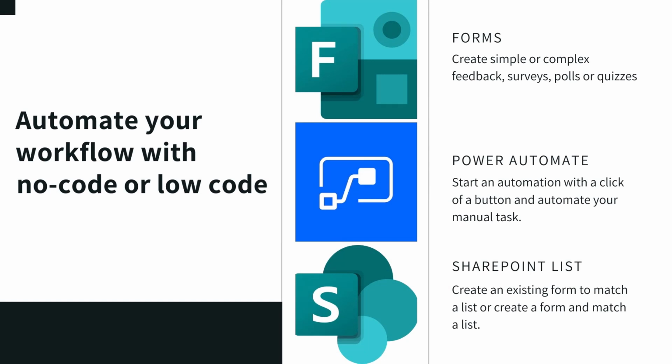So let's talk about forms first. This is where you can create simple or complex feedback, surveys, polls, or quizzes. We're going to talk about how we can take those forms and add Power Automate to them. It used to be called Flow. We're going to start an automation with a click of a button. Basically, we're going to use a template and automate our manual task. We're going to step into SharePoint and look at our SharePoint list. This means we can create an existing form to match a list or create a form and match that list.